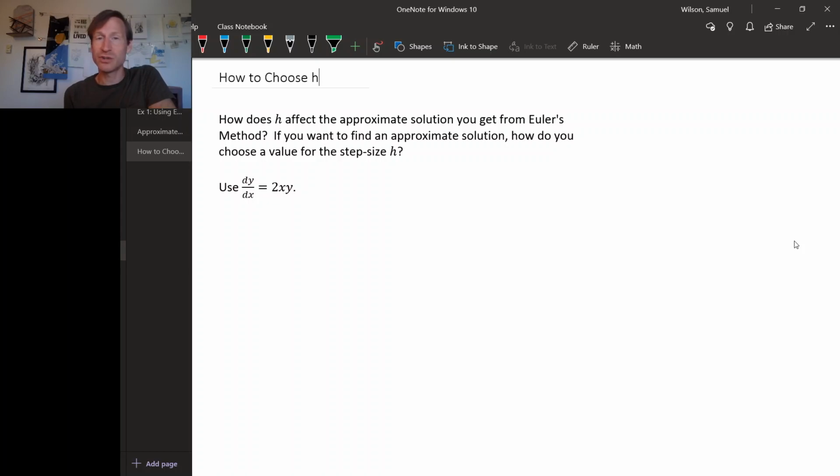And we're going to use the differential equation dy/dx equals 2xy. For this particular differential equation, of course, in practice, if you needed to solve this, this is separable, so you wouldn't want to actually solve it using Euler's method. You'd solve it exactly. But the point of using an equation that we can solve exactly is that we'll be able to look at several different values for h and see how the approximate solution for those various step sizes compare to the exact solution, which we can find because it's a separable equation.